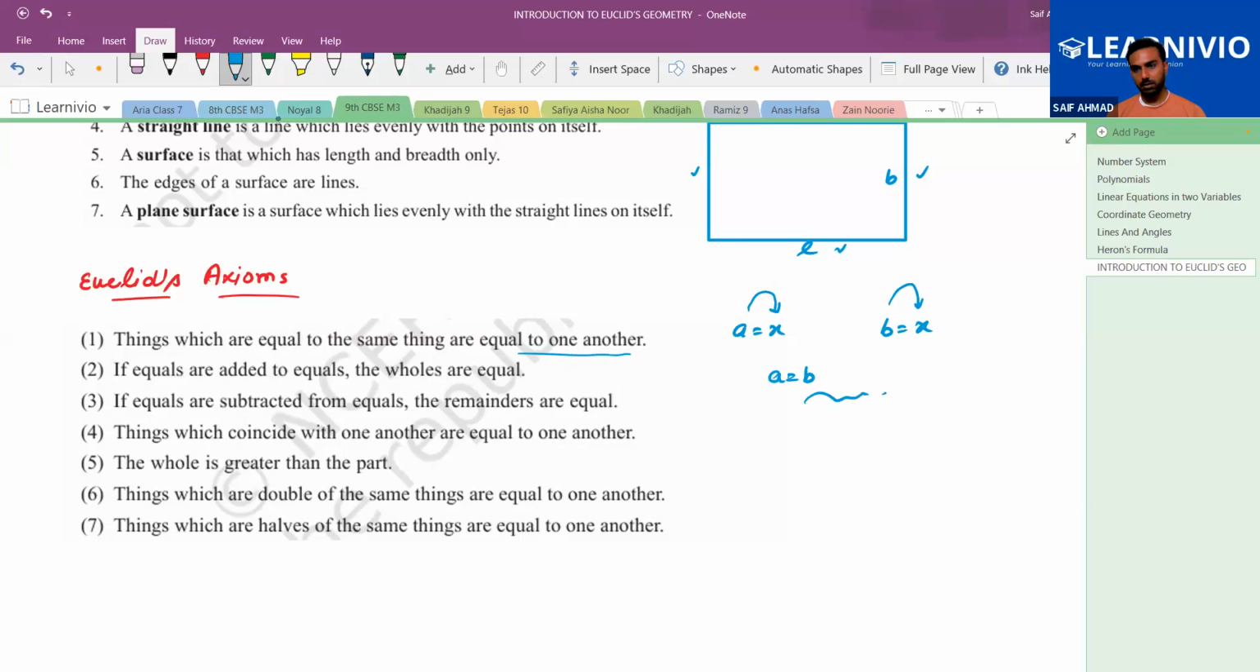Understood or not? Yes, sir. Note it down.